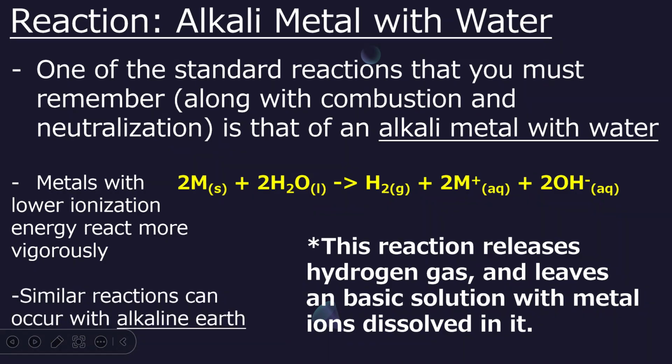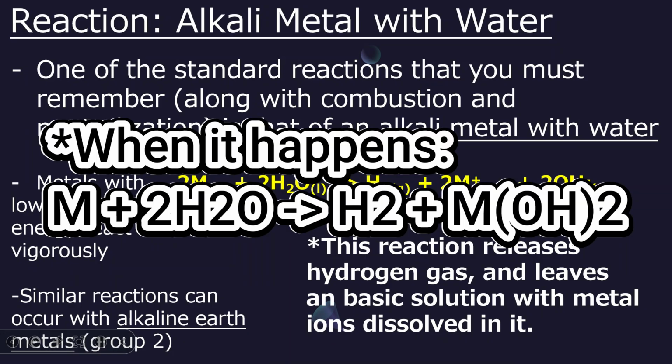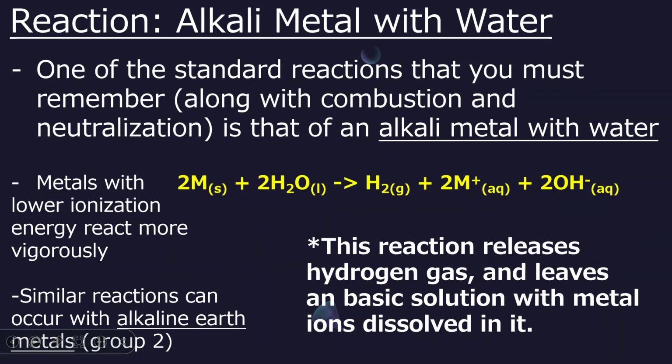And similar reactions can occur with alkaline earth metals in group 2 as well. This general equation I'm showing here is just for group 1, the alkali metals, but there will be similar reactions for alkaline earth metals I'll show on following slides. So this reaction releases hydrogen gas, but don't go out and do this yourself thinking you're going to get hydrogen gas, because it's fairly dangerous and flammable if it builds up. So make sure you're in a controlled environment with someone who knows what they're doing. And it also leaves a basic solution with metal ions dissolved in it.